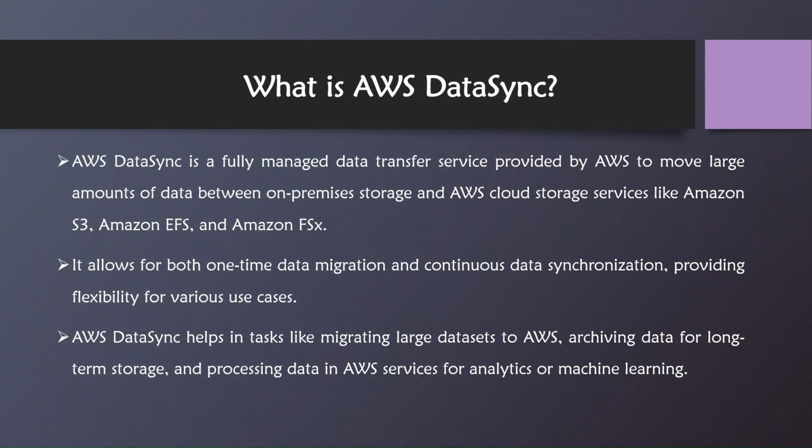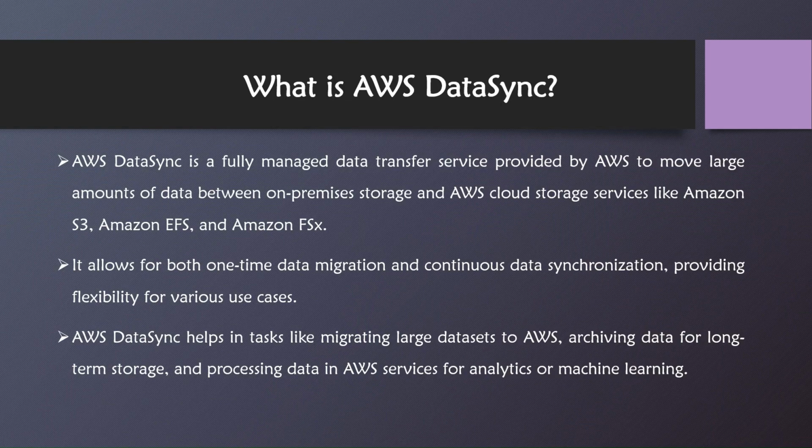AWS DataSync is a fully managed data transfer service provided by AWS to move large amounts of data between on-premises storage and AWS cloud storage services like Amazon S3, Amazon EFS, and Amazon FSx. It allows for both one-time data migration and continuous synchronization, providing flexibility for various use cases.